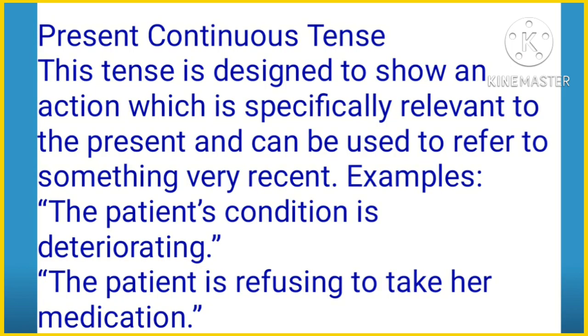4. Present continuous tense. This tense is designed to show an action which is specifically relevant to the present and can be used to refer to something very recent. Examples: the patient's condition is deteriorating. The patient is refusing to take her medication.